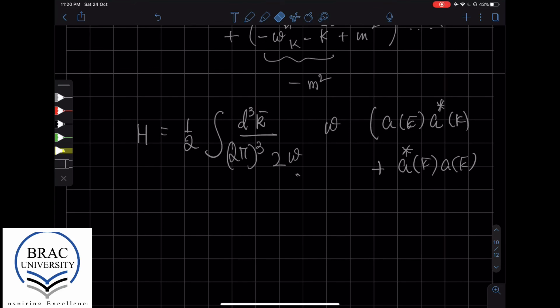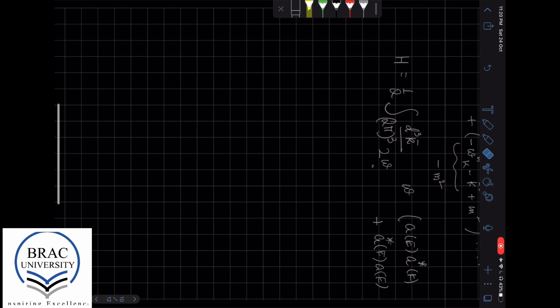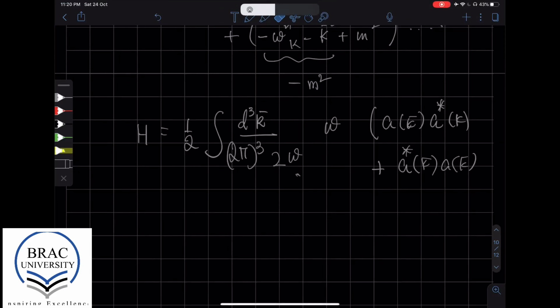So this is the classical expression for the Hamiltonian, and we shall come back to it after we review quantization of the harmonic oscillator.